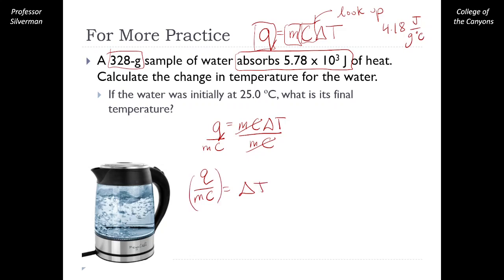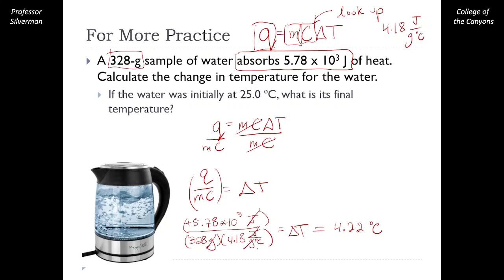And I'd like to plug in my numbers now. Here we go, we get our answer. Double check, our units cancel out. Joules divided by joules, grams divided by grams. We end up with 1 over degrees Celsius. That's just the same thing as degrees Celsius. Our change in temperature will be 4.22 degrees Celsius.